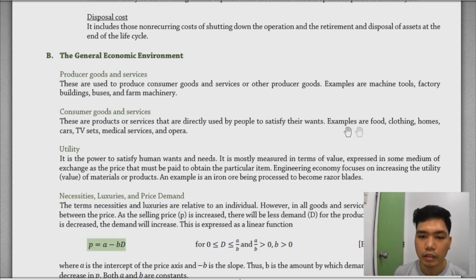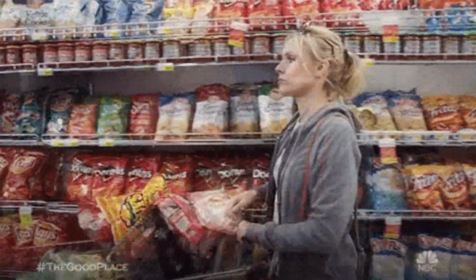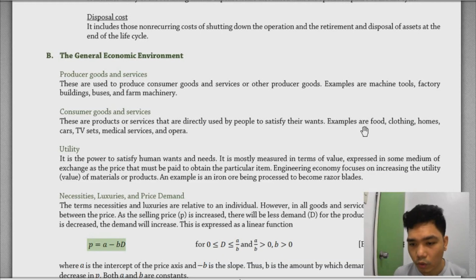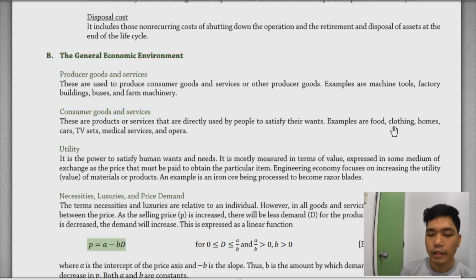So that means that if, for example, you bought a new dress, or you bought your new shoes, that falls under clothing. So for every product that satisfies your needs and wants, and that actually includes food, homes, cars, TV sets, and all these materials that would satisfy your needs and wants, of course, they are included in the consumer goods and services. So basically, you can usually think of this as the product that you can see, those being sold in the market.